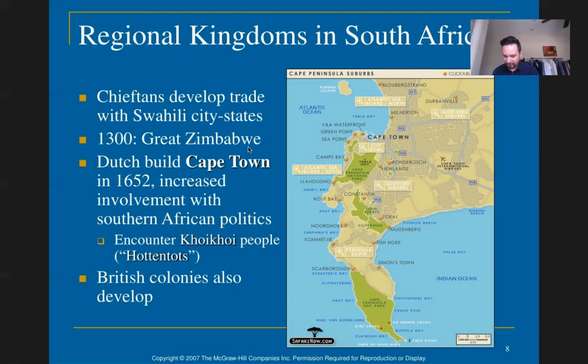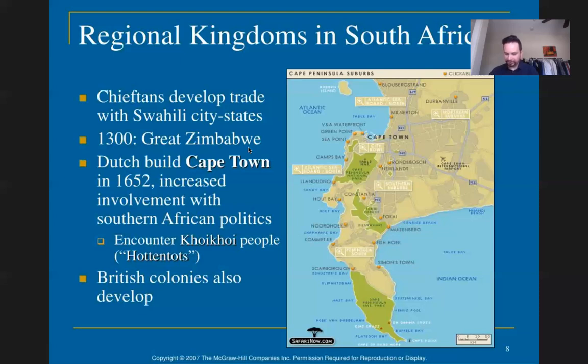You have the Dutch, who built a trading post at Cape Town in 1652, and they encountered the hunting and gathering Khoikhoi people, whom they referred to as the Hottentots. So with the aid of firearms, they claimed the lands for themselves and commandeered the Khoikhoi labor with relative ease.